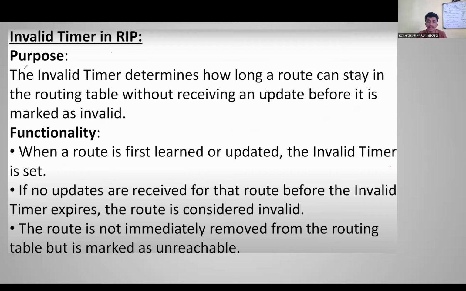How long a route can stay in the routing table without receiving an update before it is marked as invalid. So what does it mean? We have its purpose and functionalities clearly written here.